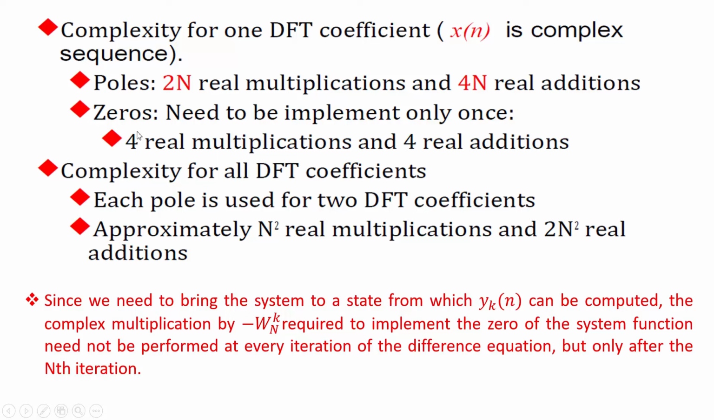So that is the advantage that we will get. For this zero, we will have to perform only 4 real multiplications and 4 real additions. So the complexity for all DFT coefficients, where each pole is used for 2 DFT coefficients, is approximately N square real multiplications and 2N square real additions.